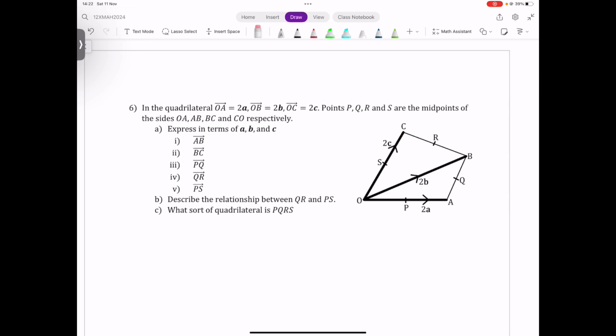AB, but we are told, for example, that we've got the vector OA, which is 2A, and P is the midpoint of vector OA. But if OA is also 2A, that makes this vector A and this vector A, since it's halfway in between. And this is vector C here, and this is also vector C here, because the whole thing is 2C.